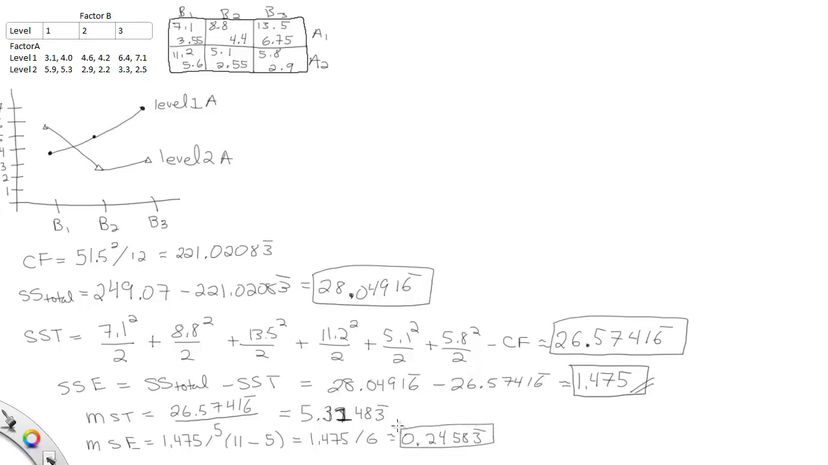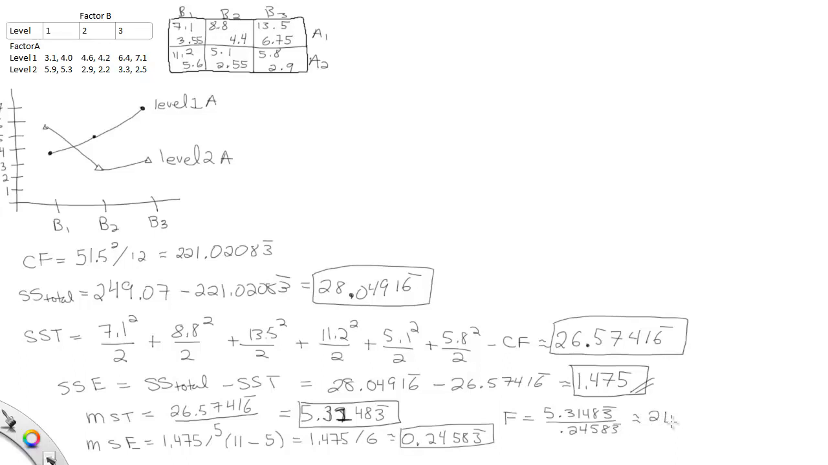That's your MSE, and here's your MST. Okay, now we know what we have to do there. We finally just divide these two numbers to get our test stat F. So the last step to run this test is to divide these two numbers to get a test stat called F. So 5.31483 repeating divided by 0.24583 repeating.